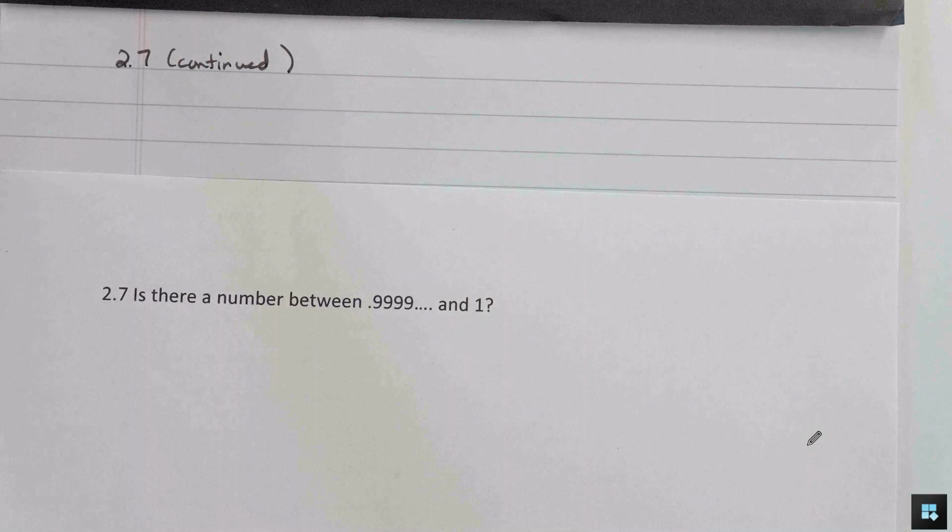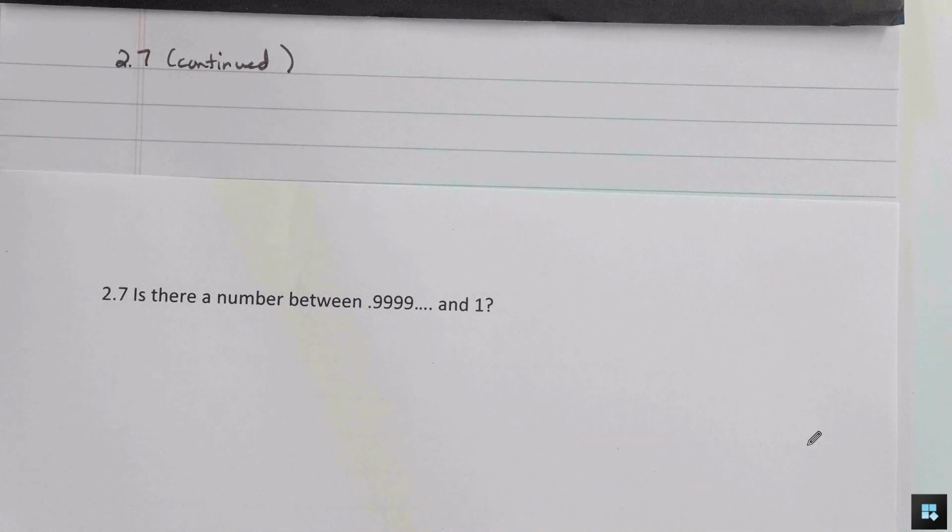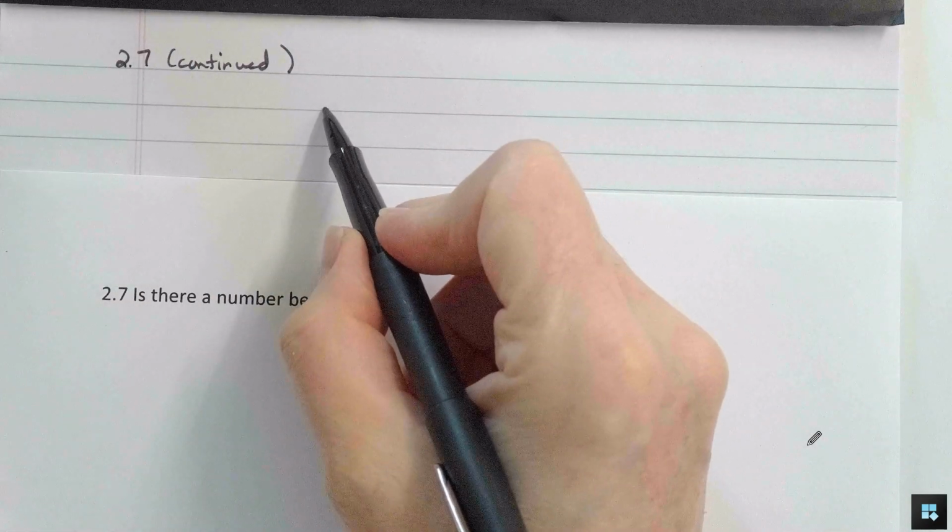So we spent quite a bit of time looking at the numbers. We found that between any two rational numbers, there's another rational number and another irrational number. And between any two irrational numbers, there's another rational number and another irrational number. So, how about between these two numbers? Can we fit a number in between there? Yep. Okay, what number? 0.9999.